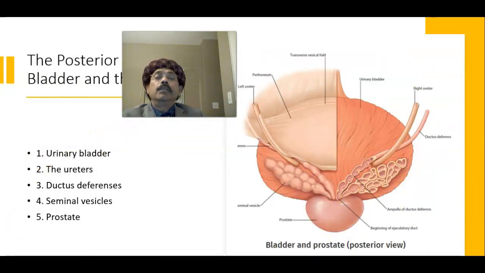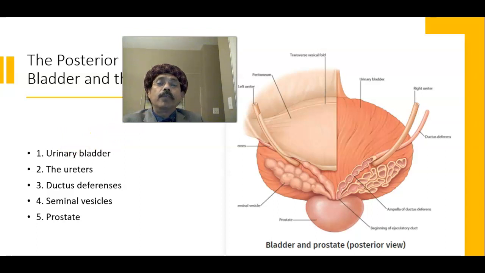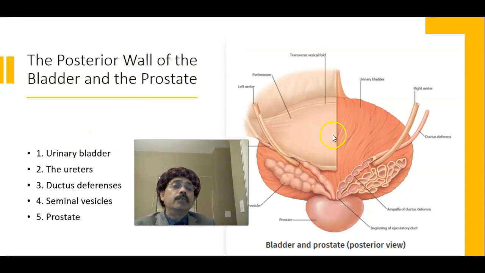If you look at the posterior part of the urinary bladder, you will find some structures. This is the urinary bladder, composed of detrusor muscle, and inside we have the transitional epithelium. Outside on the superior surface we have the peritoneum. We'll give emphasis here to the formation of the ejaculatory duct by the union of the ductus deferens and the seminal vesicle.